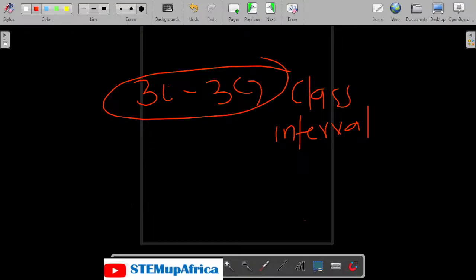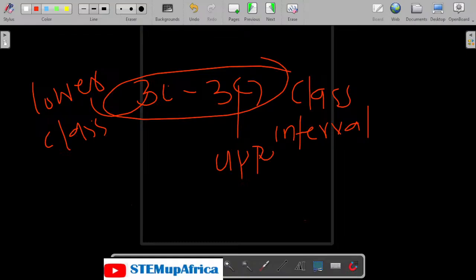Then under it, this is the lower class. I will say this is lower class. While this is the upper class. So you can only see lower class and upper class from a class interval.